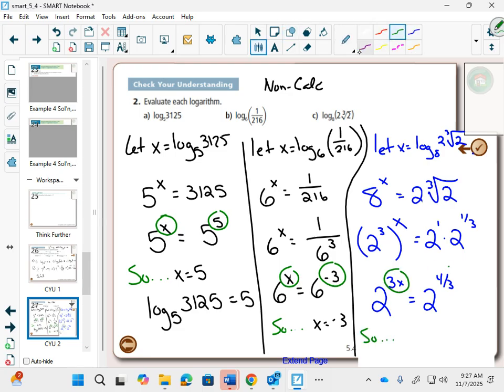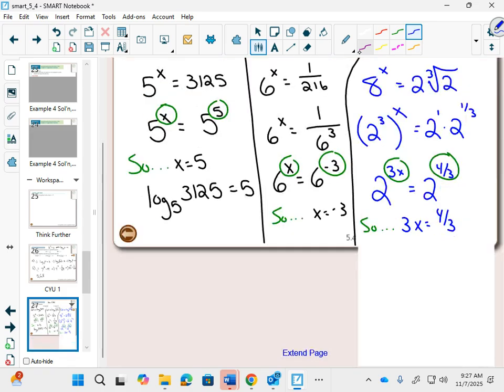So, I've got it to this point. Now I can just say that the 3x has to equal 4/3. Divide by 3, which is the same as multiplying by a third. And I get x is equal to 4/9. And you can circle 4, 7, and 9.